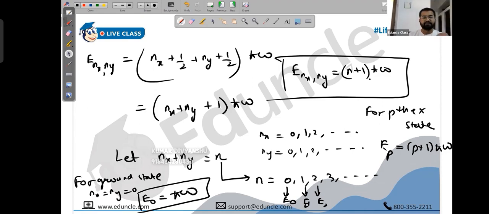Okay, shall we? Energy is just (n plus 1) h bar omega. Chalo, let me try it.